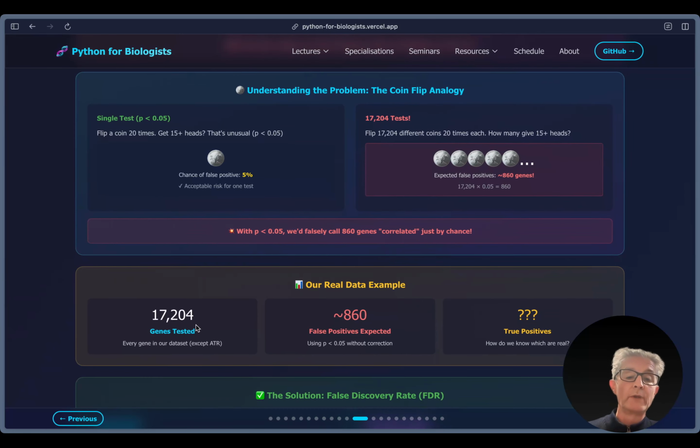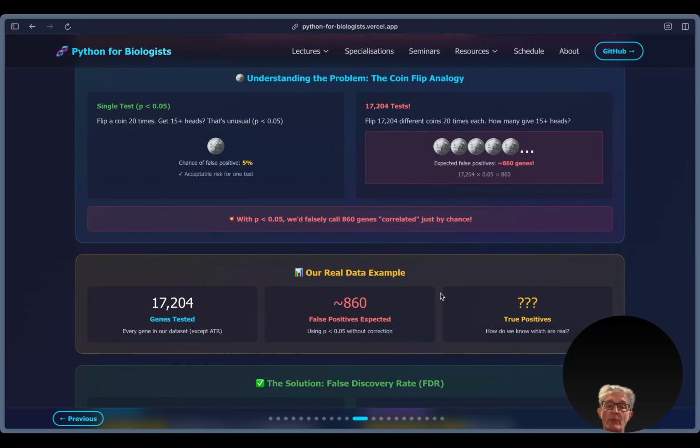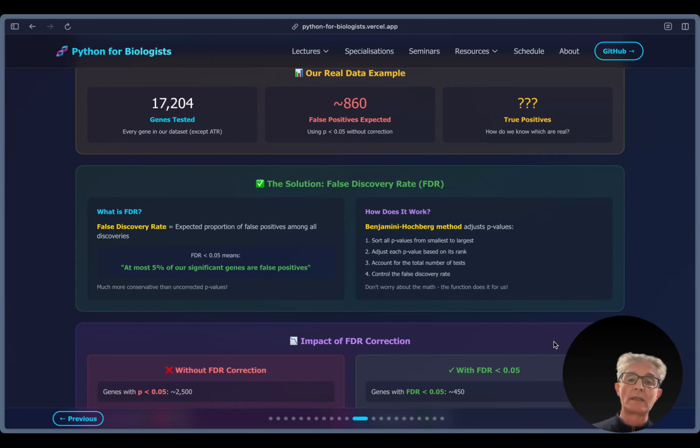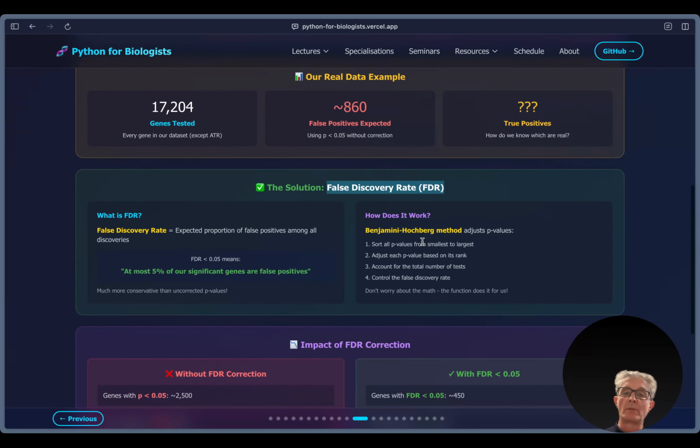So in our case, we test 17,000 genes. There is a good chance that among the 17,000 genes there will be false positives. With a p-value of 0.05, we would expect about 860 or so to be false positives. So we need to find a way to say what are false positives and what are true positives. I'm not going to go into the maths of this. There are different methods, but in the end what we end up with is the false discovery rate. We will use a standard method, which is the Benjamini-Hochberg method. You can read up on it; it's going too far to explain how this works.